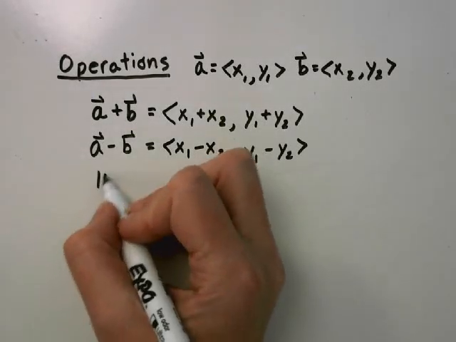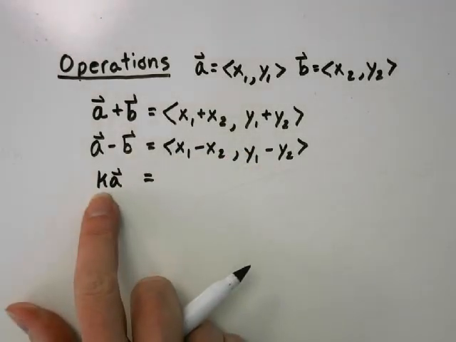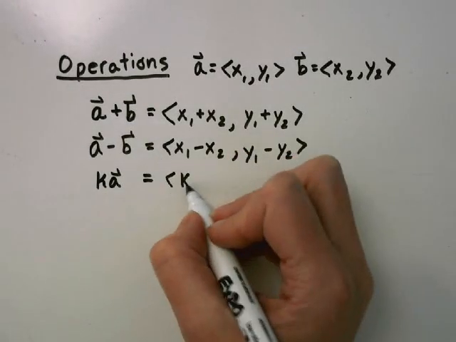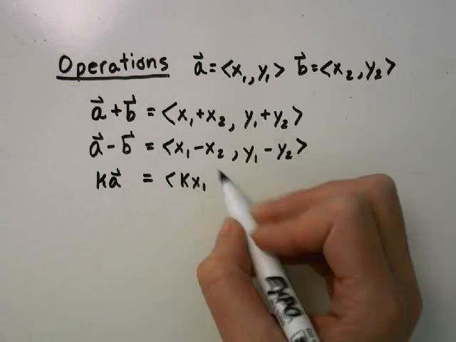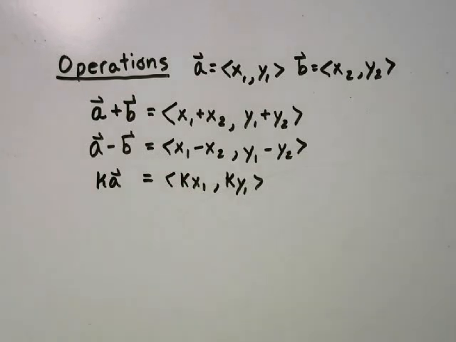Okay, the last one is scalar multiplication. So k is just going to be some constant, so we call that a scalar. And as you can predict, we'll just multiply the x and the y by that scalar.